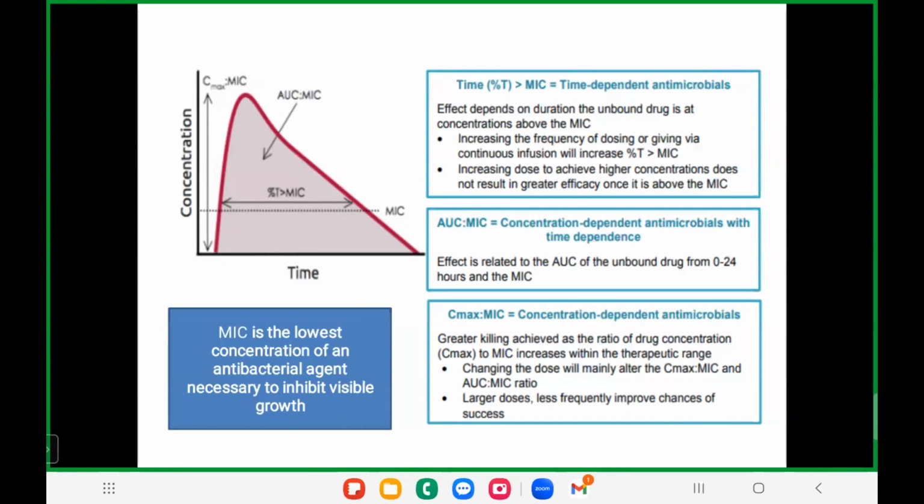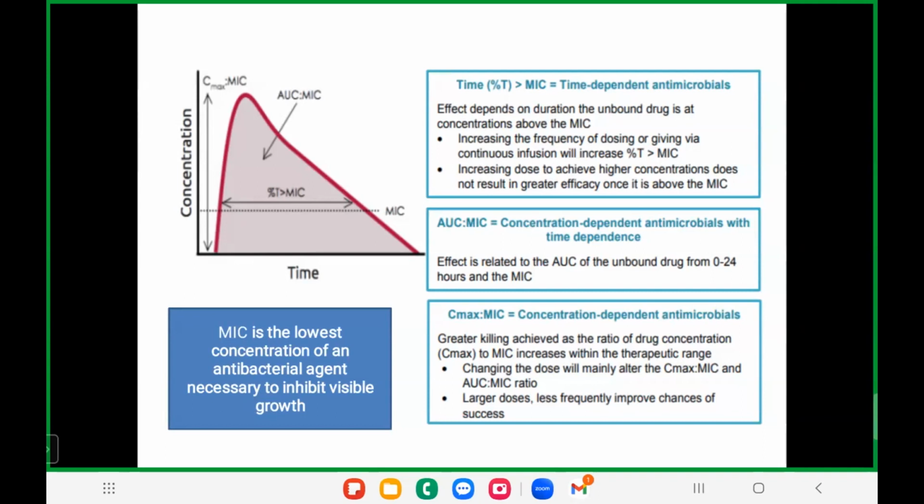So that kind of dosing will be needed for concentration dependent antibiotics. Time dependent, you need to give more frequent dosing, and concentration dependent, you need to give as OD doses, but during that time they will have very high concentration, so that they can induce the killing at that point itself, and the bacteria will take a lot of time to recover from that shot.